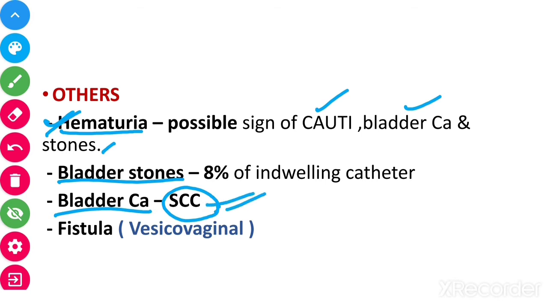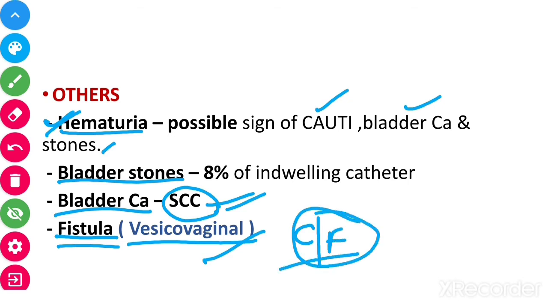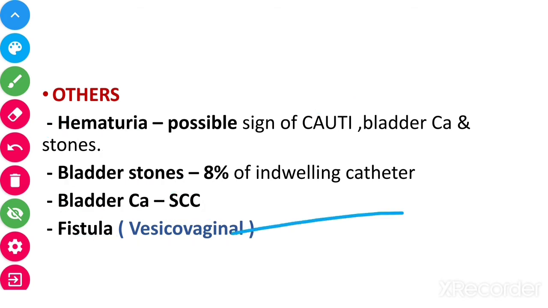And bladder carcinoma, this is also a long-term complication, and long-term catheterization increases the risk of squamous cell carcinoma of the bladder, right? Now fistula, in females vesicovaginal fistula occurs, that is the false passage between the bladder and anterior wall of vagina. So clinical features, patient presents with leakage and drainage of urine through the vagina. So leaking occurs through the vagina.